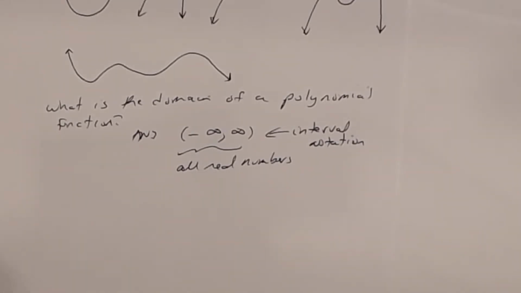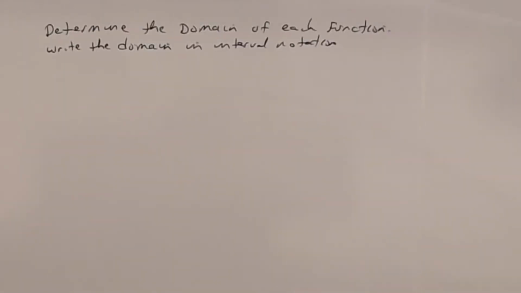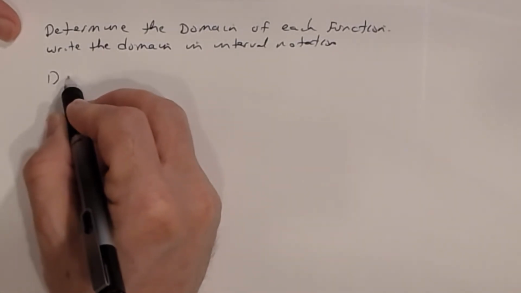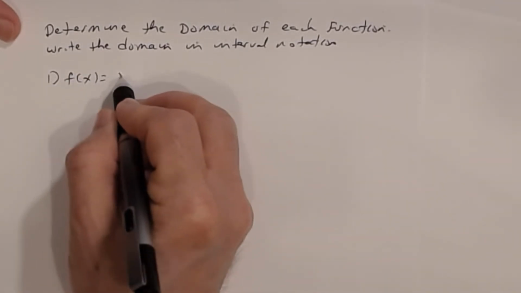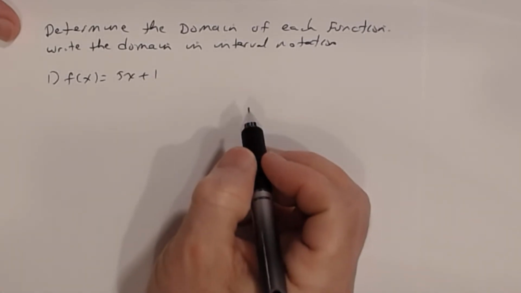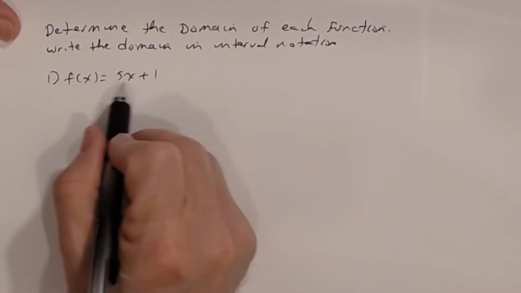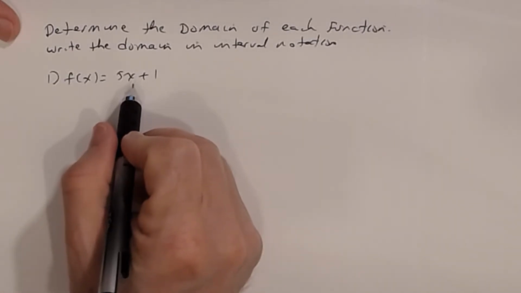The directions are going to say something like this: determine the domain of each function, and write the domain in interval notation. Number one, f of x is equal to 5x plus 1. You have to recognize that this is a polynomial function.